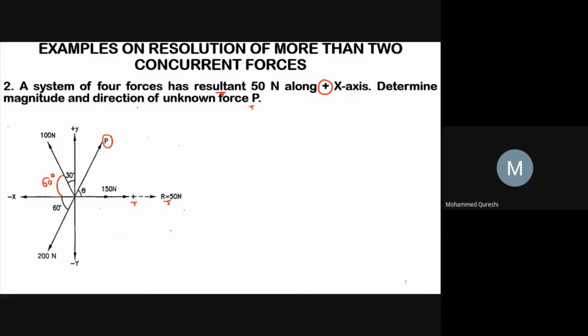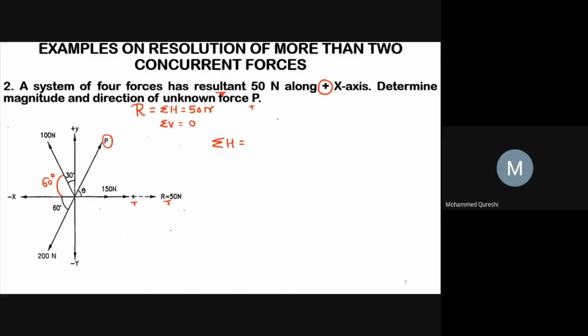What is given? It is given that the resultant sigma H is nothing but 50 Newton. What is sigma V? Sigma V will be 0. Then we will go for port angles. So firstly, we will calculate the summation of horizontal forces, that is sigma H. Here theta is also unknown. They have not given the value in terms of slope also. So we will put theta as it is.